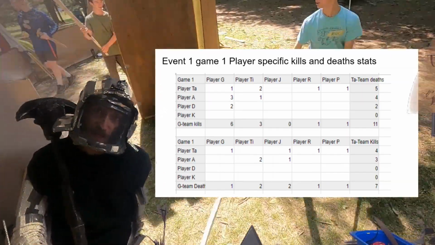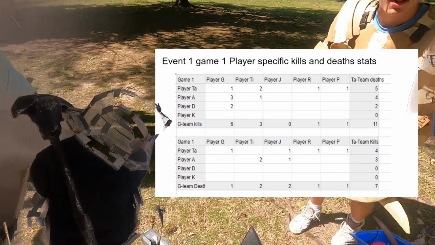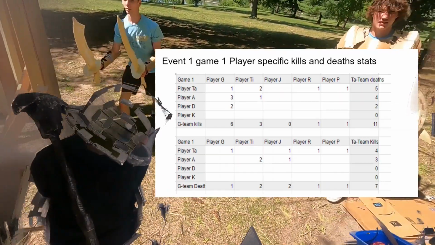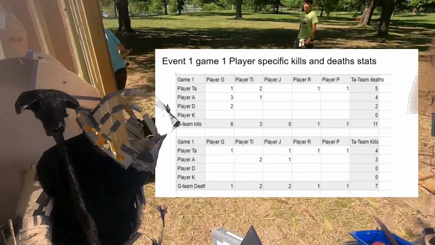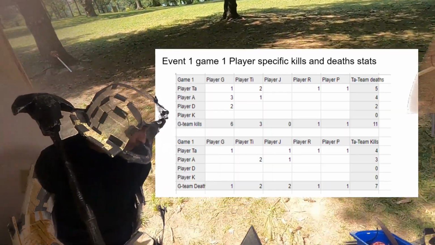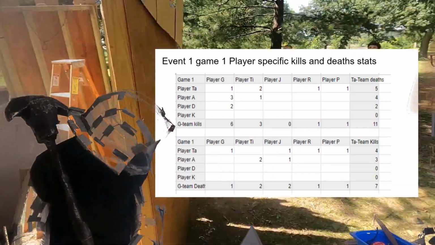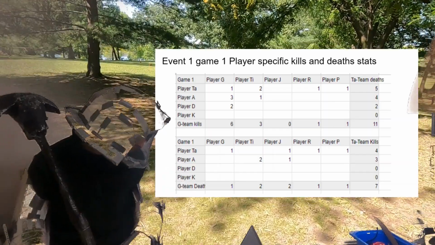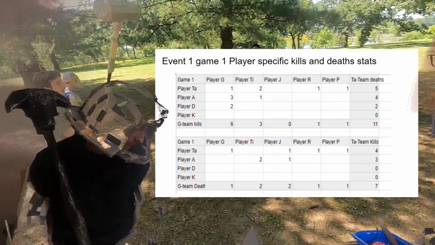So in the first game, player TA died 5 times. And player A died 4, player D died twice, and player K never died throughout the 10 minutes. In that first game, I got 6 kills, player TI got 3, player J got none, player R got 1, and player P got 1. And then the bottom spreadsheet, of course, is how many deaths my team had, and that corresponds to kills.